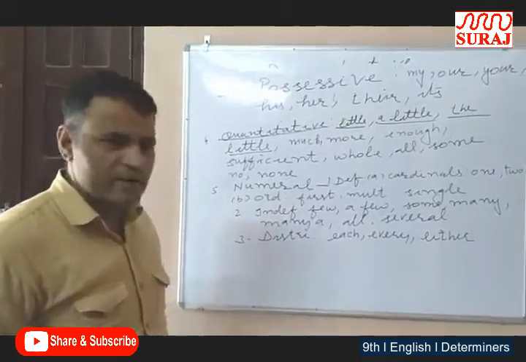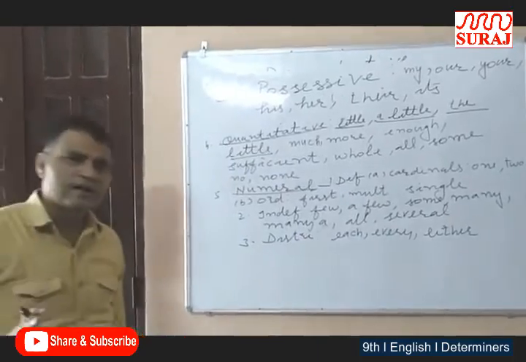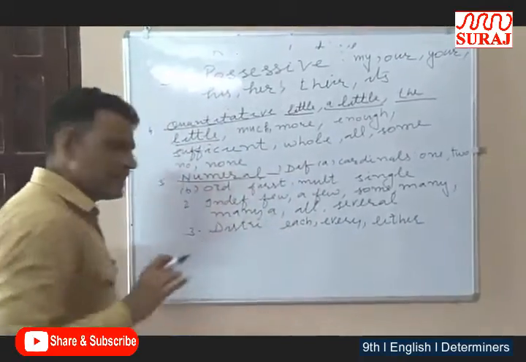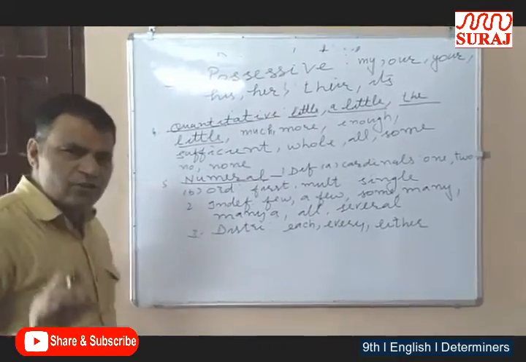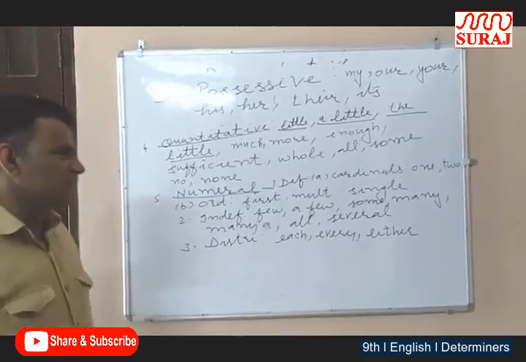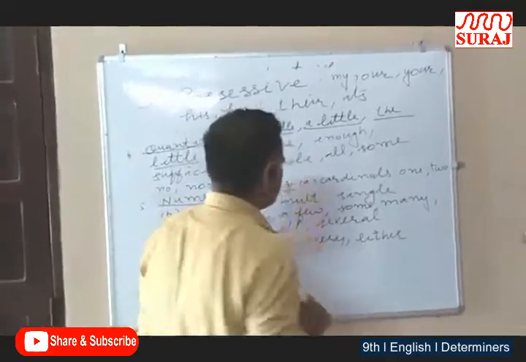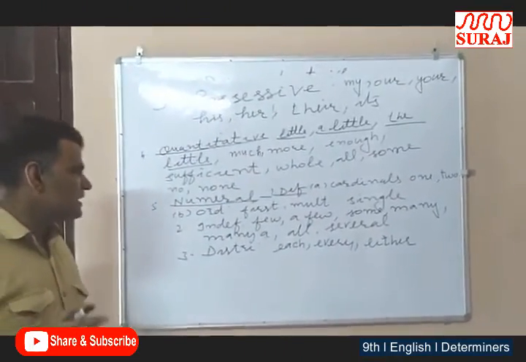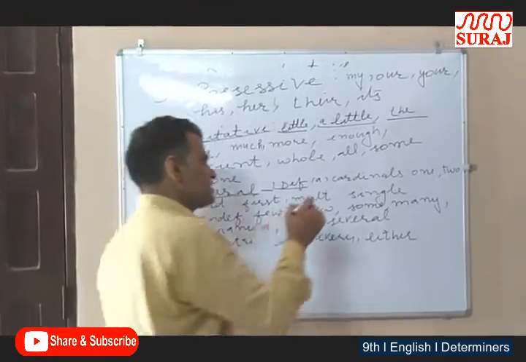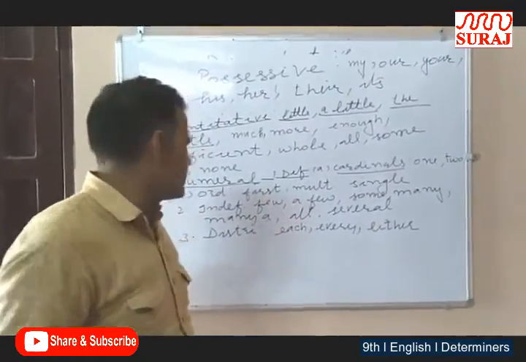Next, we are going to discuss the numeral determiners. There are three types of numeral determiners: definite numeral determiners, indefinite numeral determiners, distributive numeral determiners. So first of all, we are going to discuss definite numeral determiners. There are three types of definite numeral determiners: cardinal numbers 1, 2, 3, 4. These are known as cardinal numbers.